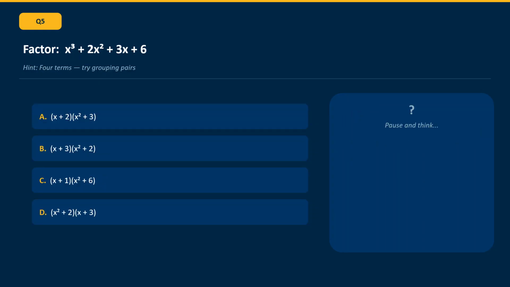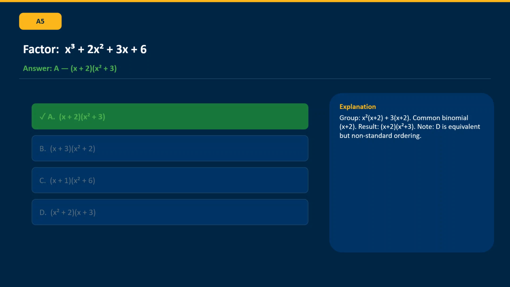Question 5. Factor x cubed plus 2x squared plus 3x plus 6. Notice that this expression has 4 terms. Choose your answer. The answer is A. The quantity x plus 2 times the quantity x squared plus 3. This is factoring by grouping.